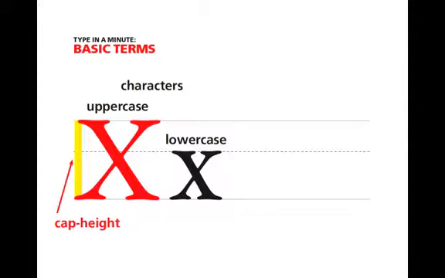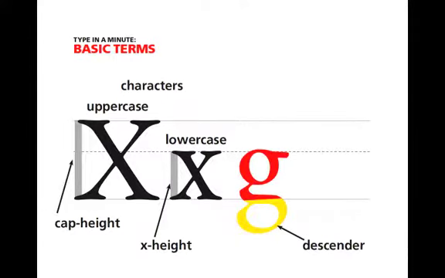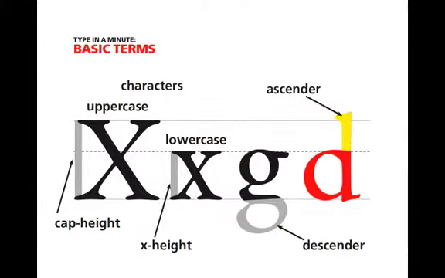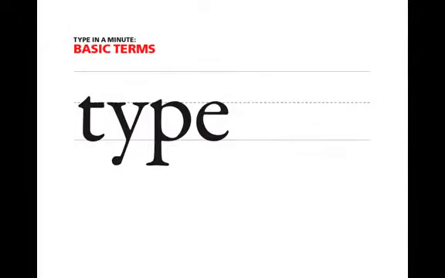The measure of the big ones is called the cap height. The measure of the small ones is called the X height. And the part of the letter that goes beyond that bottom line is called the descender. The part that goes above the dotted middle line is called the ascender. Now that bottom line has a term all its own, and it plays a very important part in typography.